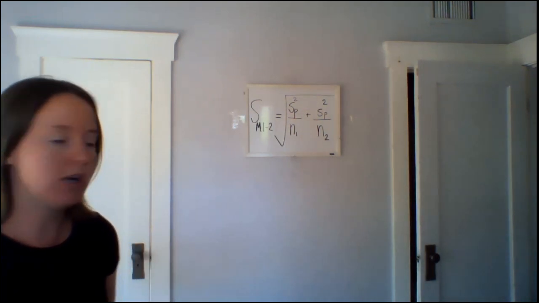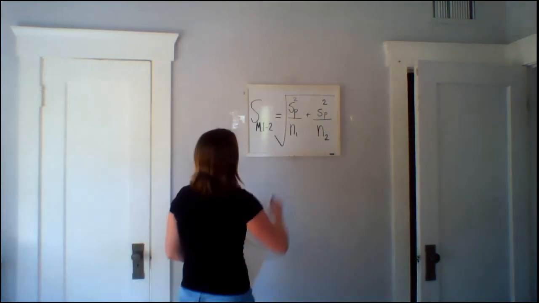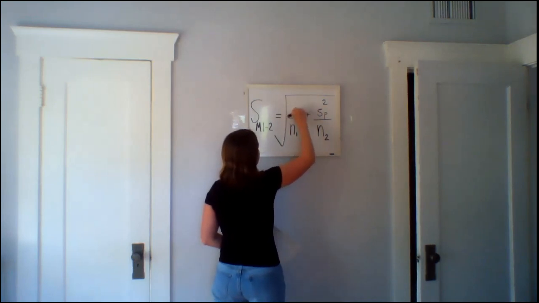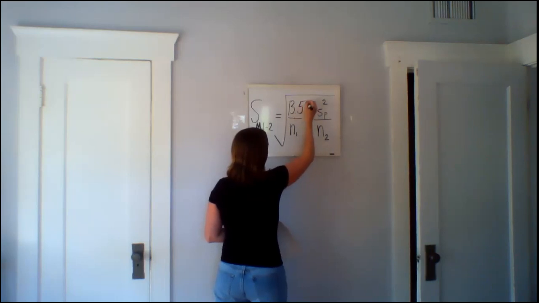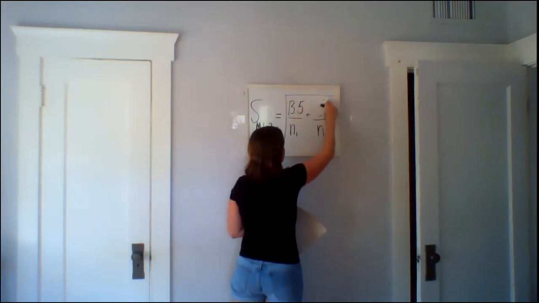Okay, let's just go ahead and fill it in. We're going to end up with 13.5 up top because we've already computed the pooled variance.